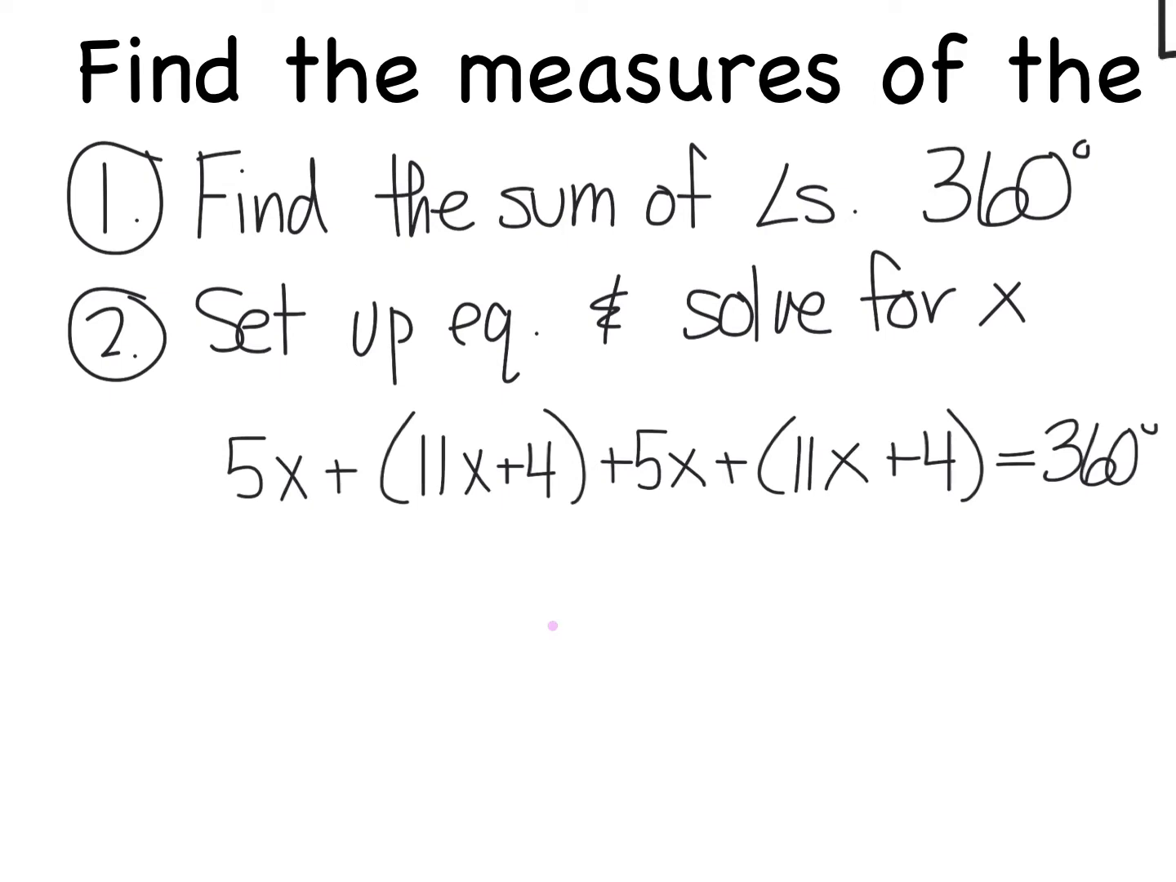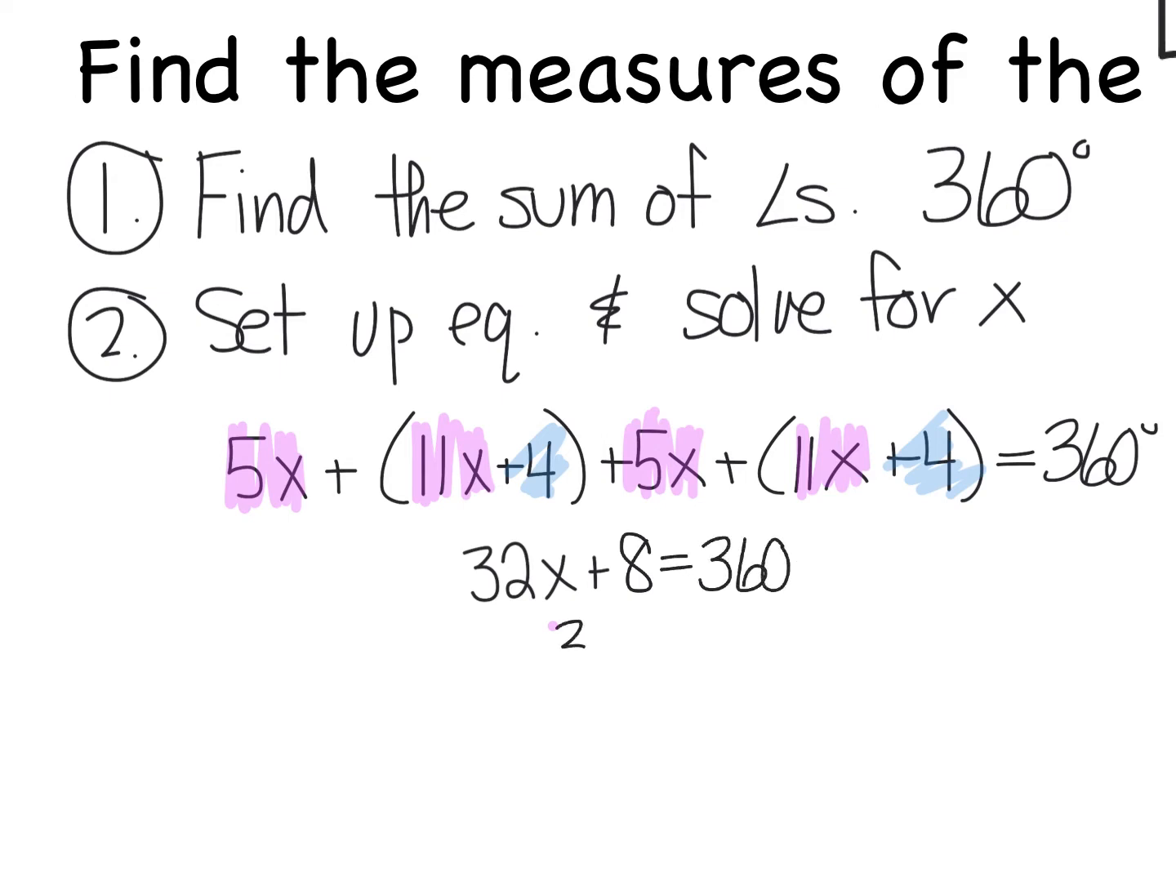Okay, so let's combine like terms here. We have 5x plus 11x plus 5x plus 11x, which gives me 32x, plus, and now I'm going to add up the constants. So 4 plus 4 is just plus 8, and that's going to equal 360 because this is a quadrilateral. Let's subtract 8 from both sides. I'm going to end up with 32x equals 352. Divide both sides by 32. x is going to equal 11.